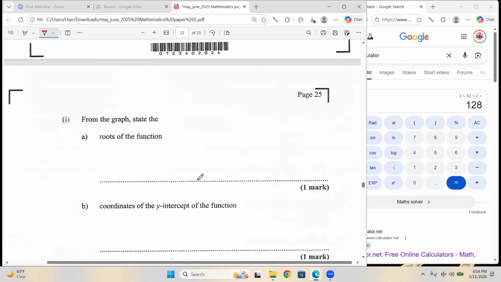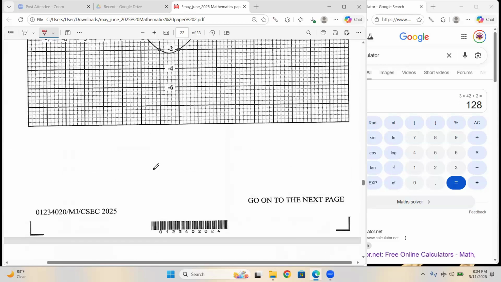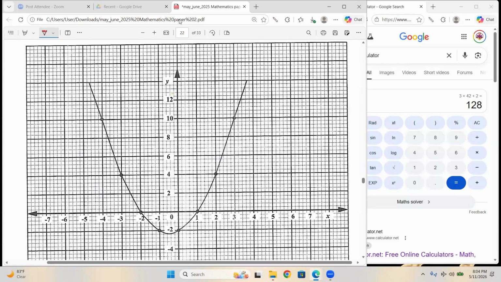So let's see what I have here. From the graph, see the roots of the equation. The roots of the equation have to do with the x values. You're probably saying, what? Do you remember when we did quadratics? When you use a formula or factorization, you tend to get two x values. That is the roots of the equation.